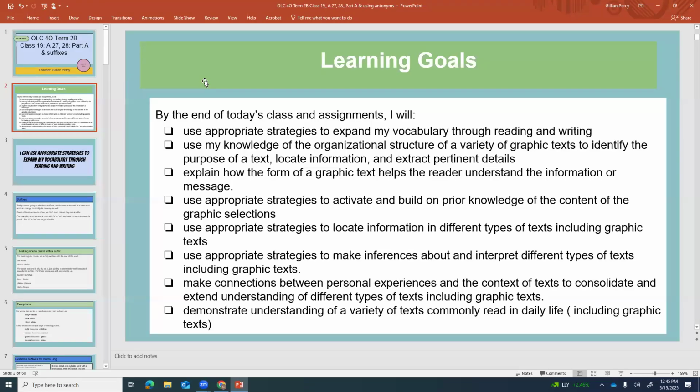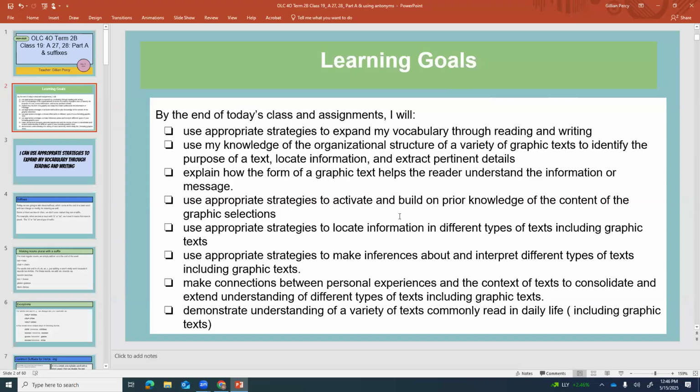All right, here are our learning goals today. Use appropriate strategies to expand my vocabulary through reading and writing. Use my knowledge of the organizational structure of a variety of graphic texts to identify the purpose of a text, locate information, and extract pertinent details. Explain how the form of a graphic text helps the reader understand the information or message. Use appropriate strategies to activate and build on prior knowledge of the content of the graphic selections.